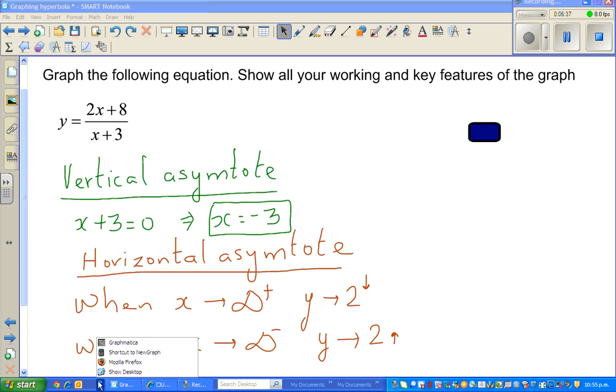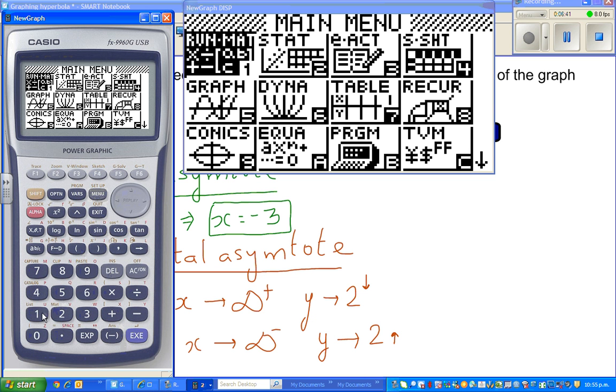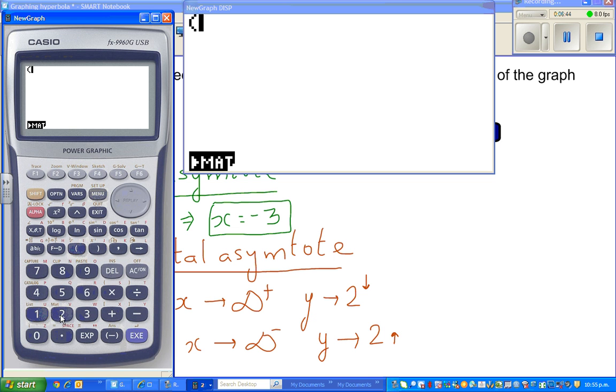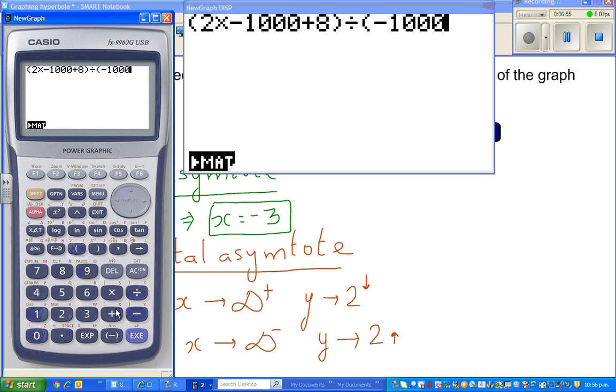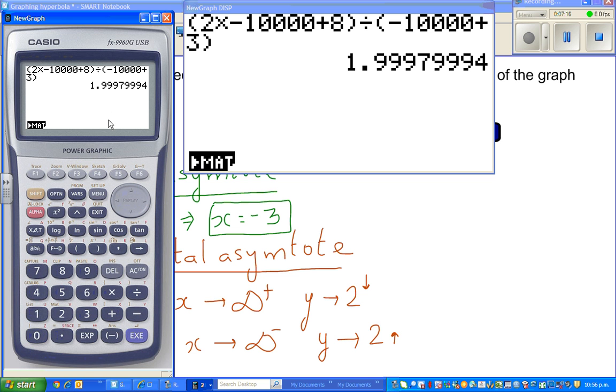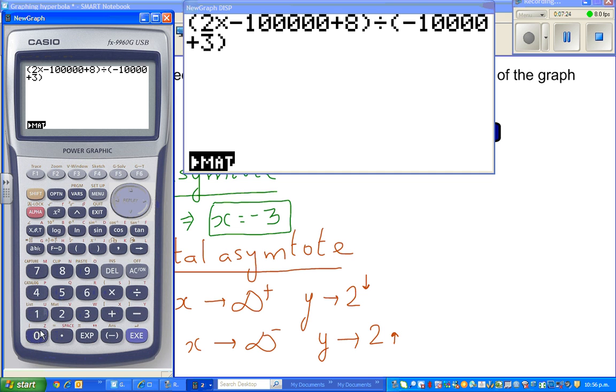So again, let me get the calculator out. Menu, run. I'm going to put a negative number. So that is 2 times negative 1000 plus 8, divided by negative 1000 plus 3. Am I right? Yeah, that's right. And see what happens. It's 1.99. Okay, so let me make that more negative, 10 times more negative. I'll put a zero here and a zero there. 1.99. Can you see the pattern? Let me do one more, with one more zero, and one more zero.